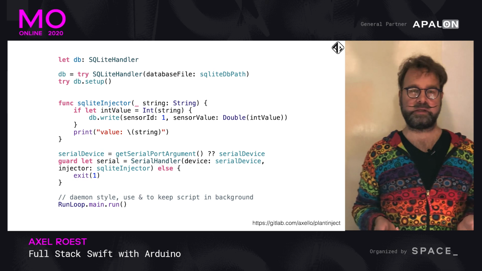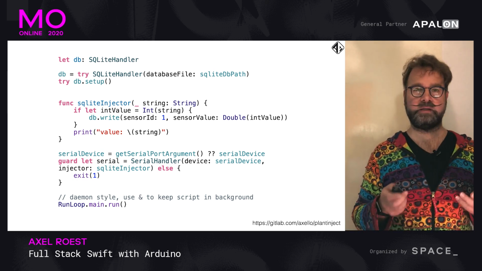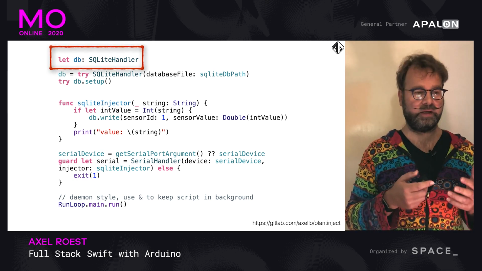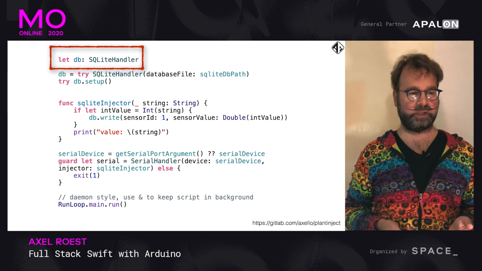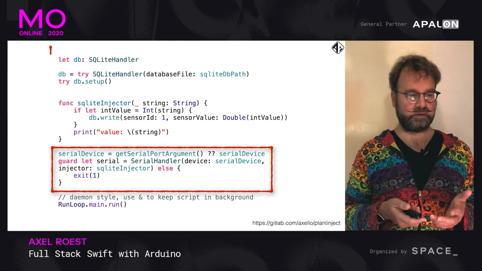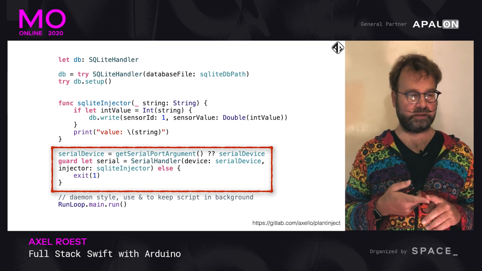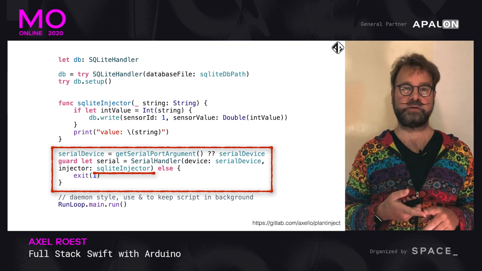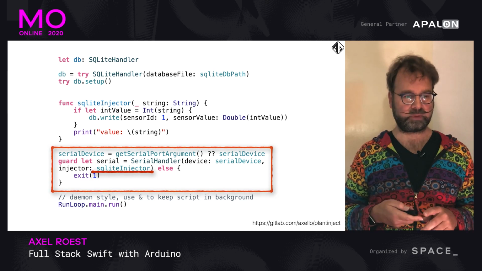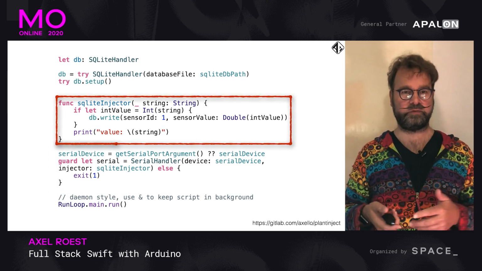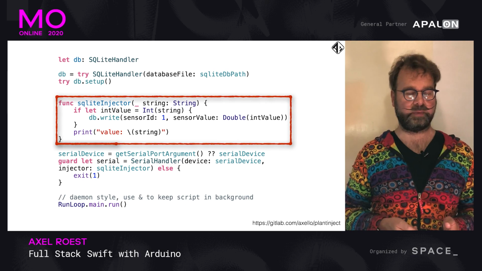So I start a little Swift program and I create an SQLite handler and I create a serial handler. So the serial handler gets the serial port and then uses an SQLite injector to call the routine which inserts the information, the packet received, into the database.